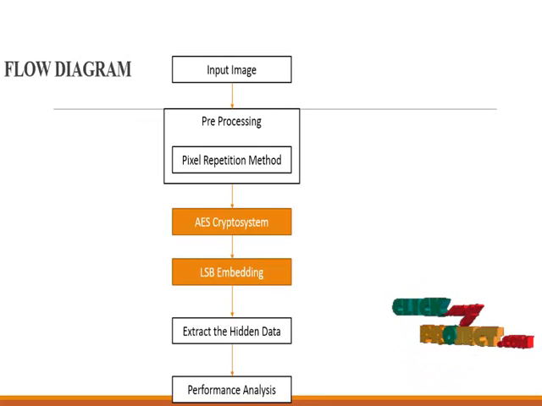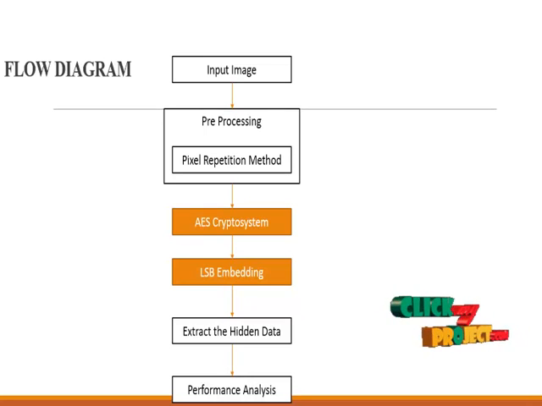Our project flow explanation. First of all, select the input image and then the pre-processing step. The pre-processing step is the image resize, which uses the pixel repetition method. Pixel repetition doubles the image, so the image size increases twice pixel-wise. After that, the image is resized.